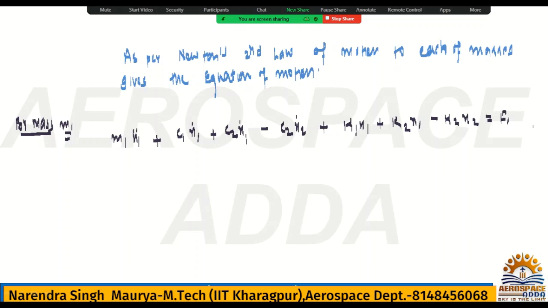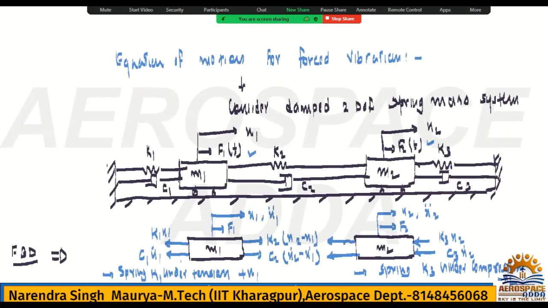All the forces you can check from m1 x1 double dot plus c1 x1 dot. So all the equation, if you check, you may get it. Now for this I can write, this is nothing but the summation of forces, the algebraic sum. If the forces are going in this direction, you take it as positive and the opposite will be negative. In that way you will be able to write.